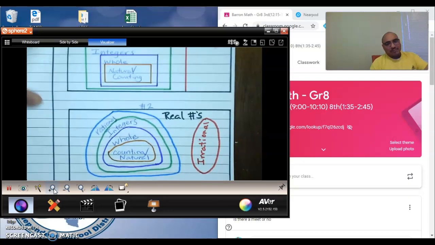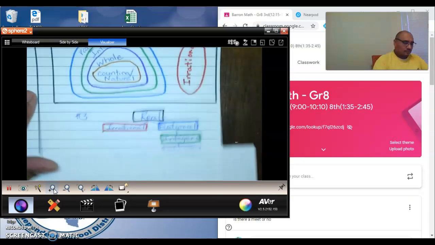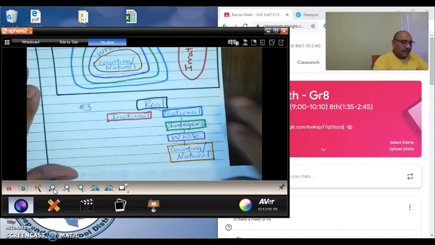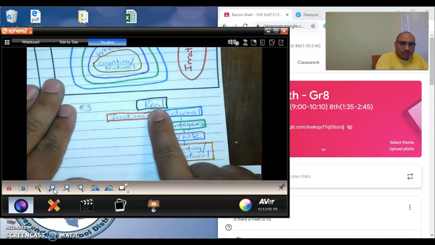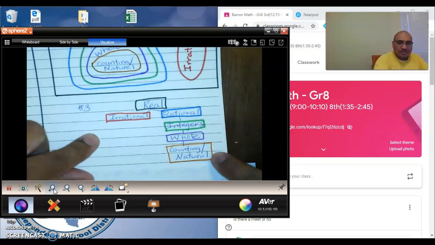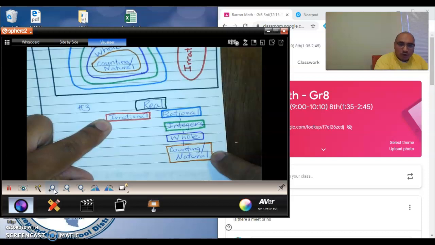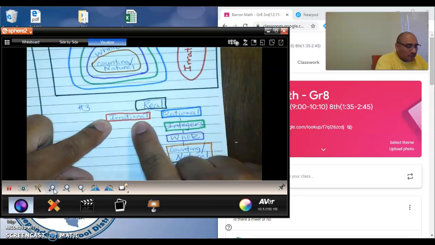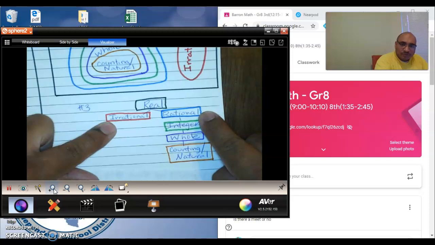Our third example. You have another diagram. You have real numbers. Again, the umbrella, it covers all of these numbers here. Irrational numbers, which are by themselves because those are totally different than these here. Remember, irrational numbers are those crazy numbers that never terminate. Rational numbers are fractions and they terminate. You have integers, whole, and counting natural numbers.